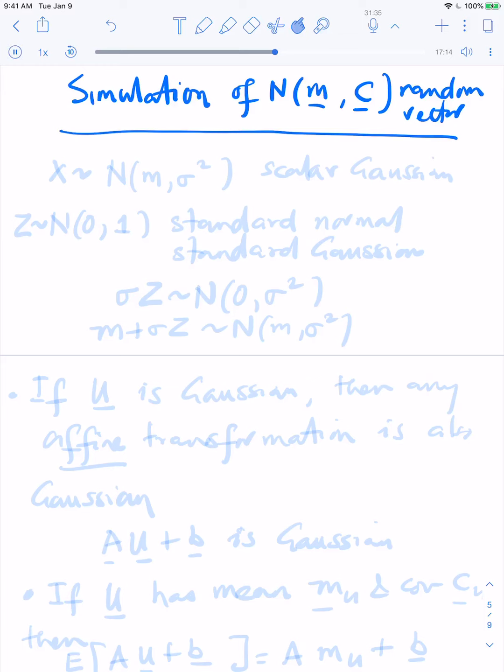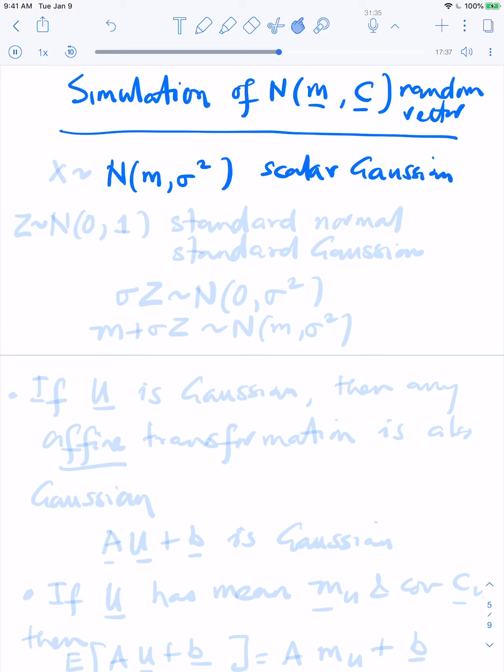So let's talk now about simulation of a Gaussian random vector. We know how, once we know that, we can simulate mixture Gaussians, right? We've already talked about that. So let's start with this, what about a Gaussian random variable? So it's a scalar Gaussian.